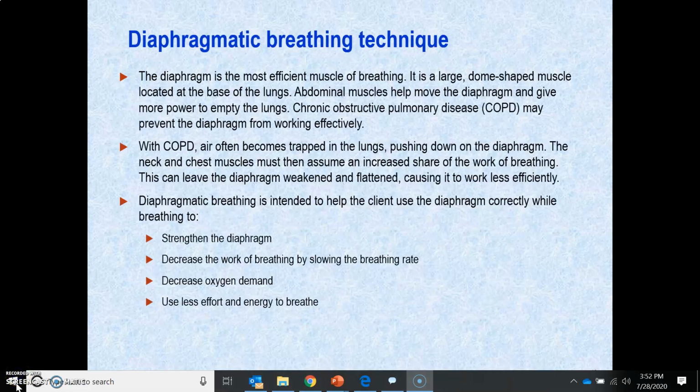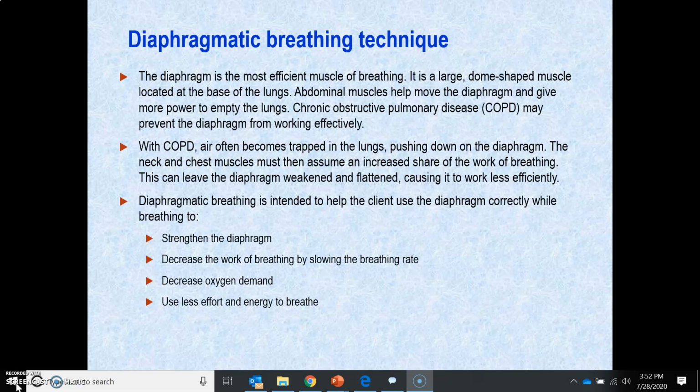So let's talk a little bit about diaphragmatic breathing. Those of you who do meditation or large body contact sports have learned to do diaphragmatic breathing. The diaphragm is the most efficient muscle for breathing, versus your smaller chest muscles. It's dome shaped, and you all know what the diaphragm looks like. What happens with COPD and other things is air gets trapped in the lungs and pushes down on the diaphragm, which then makes it unable to contract and expand up to help us breathe. It leaves it weak and flattened and doesn't work as well.